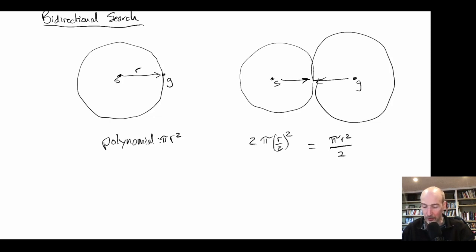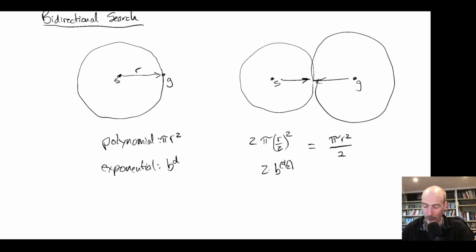In an exponential search, though, we have a very different picture. Here we're going to see b to the d states expanded. And over here, what we'd see is 2 times b to the d over 2. It's very important to understand this: b to the d over 2 is much, much smaller than b to the d.